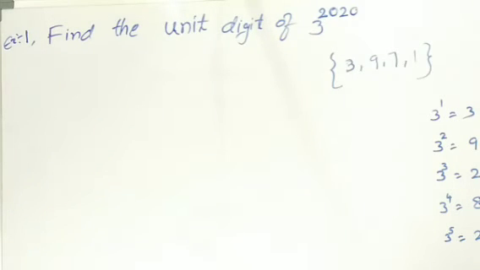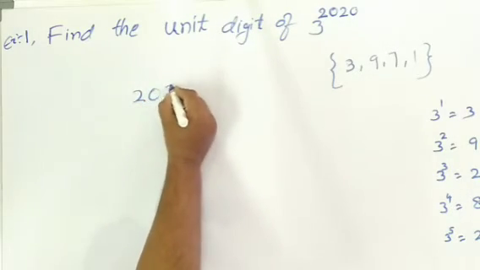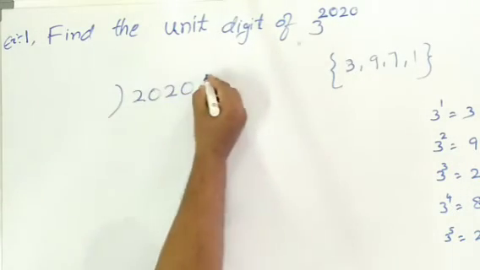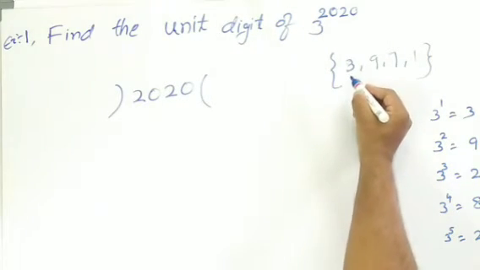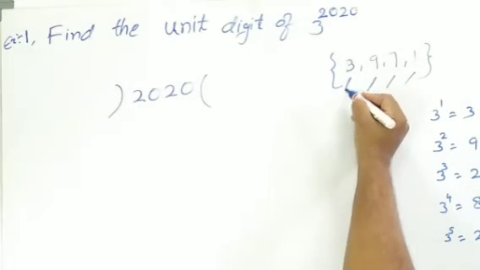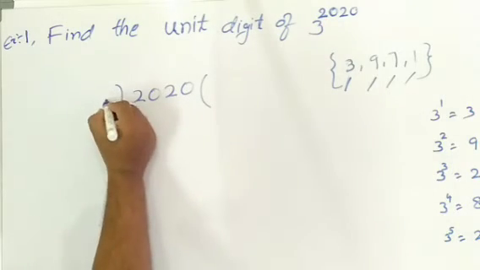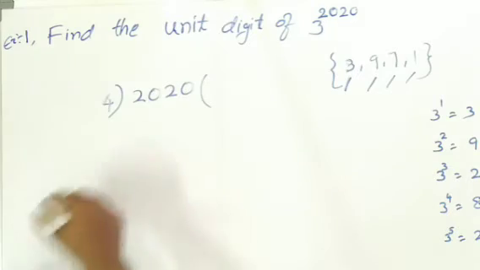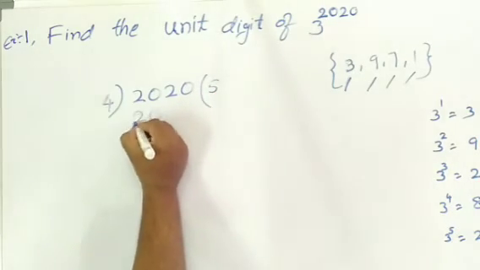So now what we want to do? We want to take the 2020. See here how many digits are there? 1, 2, 3, 4 digits are there. So we want to divide by 4, with the 4 table. So 4 fives are 20.